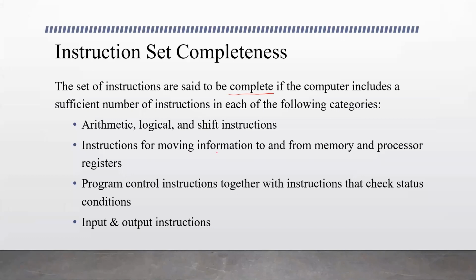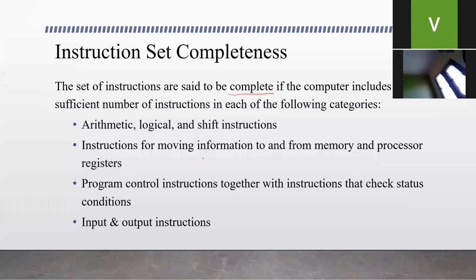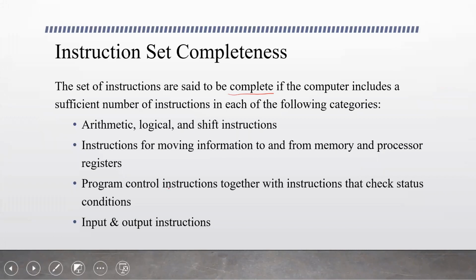Second, instructions for moving information to and from memory and processor registers, that is, register and memory transfer instructions. Third, program control instructions together with instructions that check status conditions. Program control instructions control the flow of the program. And finally, input output instructions. So when the computer has enough instructions in all these categories, we say that it is complete.